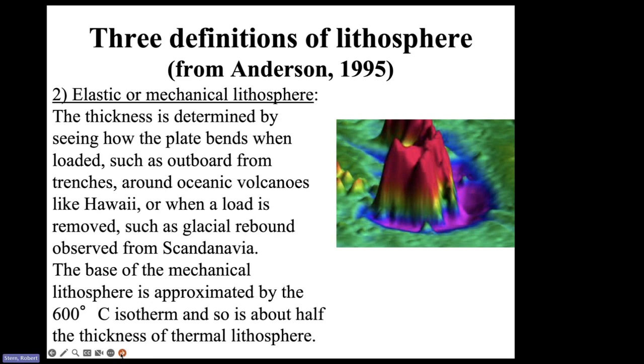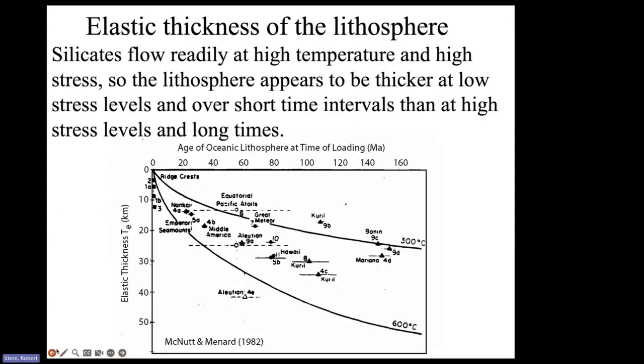So the base of the mechanical lithosphere, in contrast to the thermal lithosphere, is about the 600 degree isotherm. So it's about half the thickness of the thermal lithosphere. So that's another reason you should be confused by the definition of lithosphere. We got these 2 different definitions. And then there's another definition, which we won't spend much time thinking about, and that's the chemical difference. But we will talk about thermal lithosphere and mechanical lithosphere in this course.